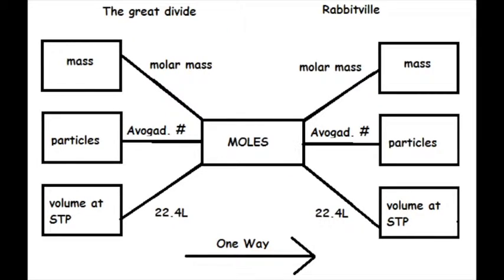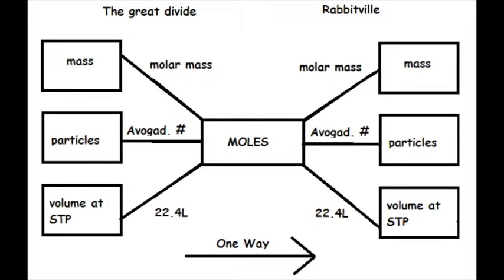And then let me show you the molar bridge. On the left hand side we have the great divide, and on the right side we have a rectifier. And on the left side we have three things, which are mass, particles, and volume at STP. And on the right side we have the same things.